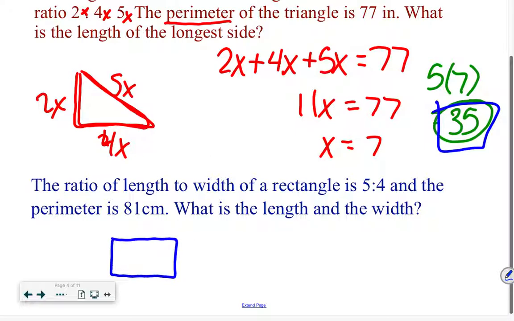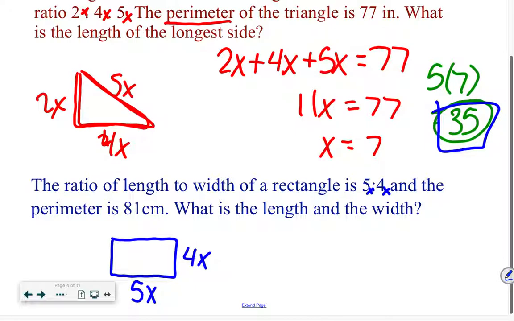That's my pretty rectangle. The length to width ratio is 5 to 4. What should I do with those 5 and 4s? Put an X next to it. Let's also put it on my picture. My length is first, so my length is 5x. My width is 4x. Okay. Perimeter is 81.